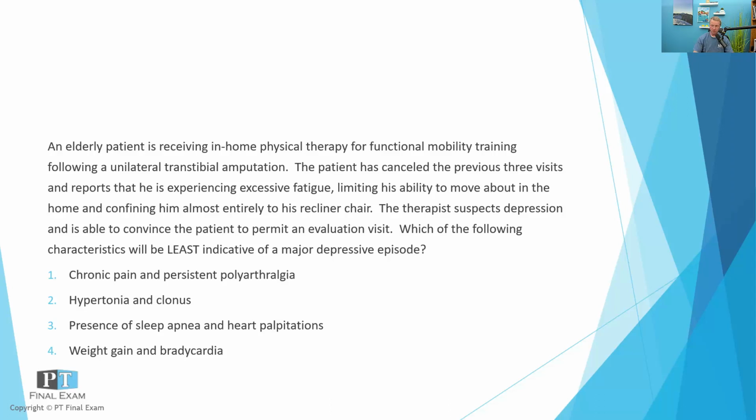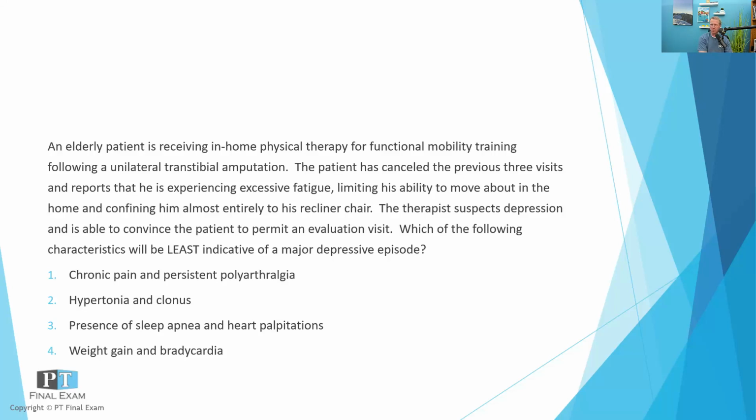The options are: 1, chronic pain and persistent polyarthralgia; 2, hypertonia and clonus; 3, presence of sleep apnea and heart palpitations; and 4, weight gain and bradycardia.